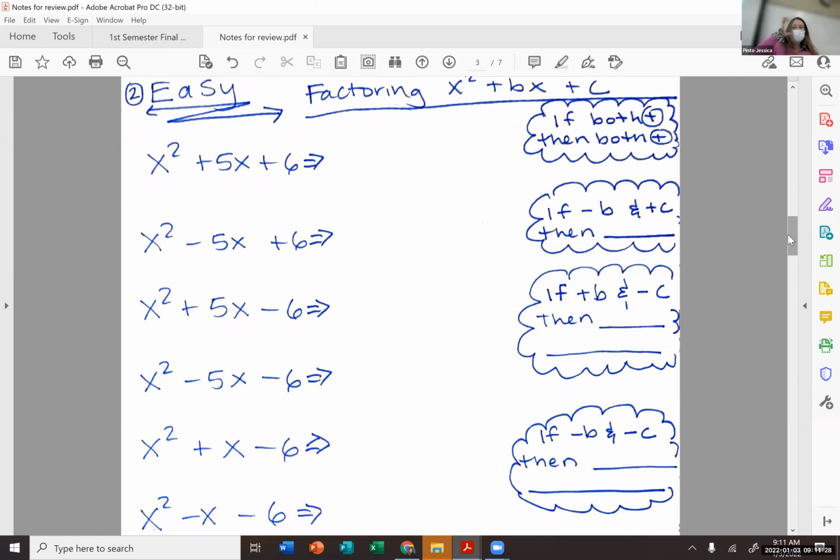Easy factoring. What is it easy? This one is easier than some. This is the way that I learned to factor. We might not finish these notes, that's okay, because we've only got 7 more minutes left. But we've got this. If both are positive, then both are positive. Okay, you see my little clouds? Do you see what I'm saying? Little clouds.